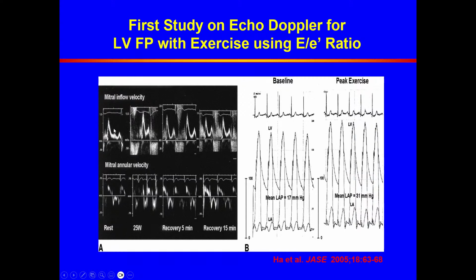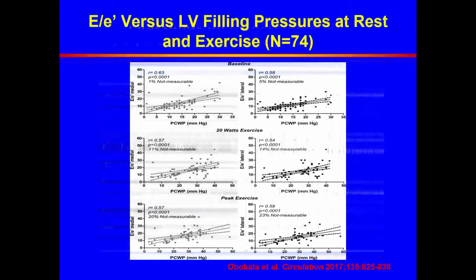If we look at what happens in the mitral inflow velocity, it goes up with exercise, whereas the annular velocity is reduced at baseline and remains reduced throughout the exercise and recovery, such that the E to E prime ratio goes up, mirroring the change that you saw in mean LA pressure.